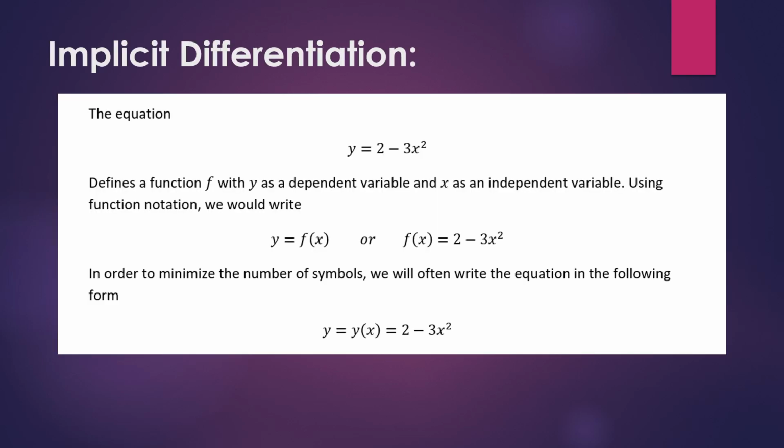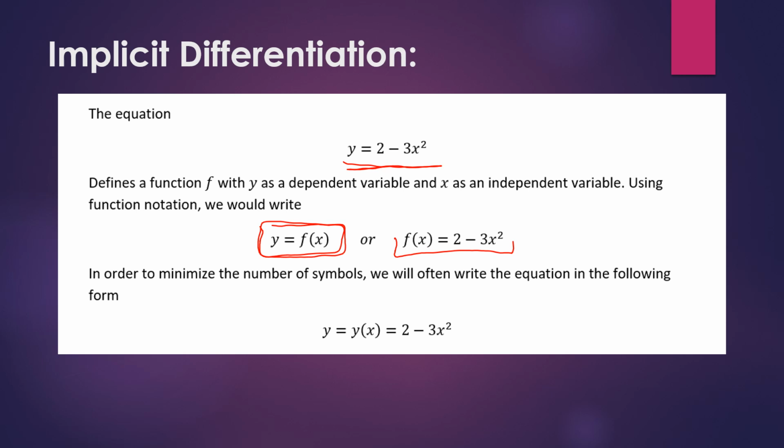So if we took a look at this equation here, y equals 2 minus 3x squared, we could say that y is a function that depends on x. So this is something we're used to, instead of y, we're going to call this f of x. So we could rewrite our equation as a function, saying that f of x equals 2 minus 3x squared.